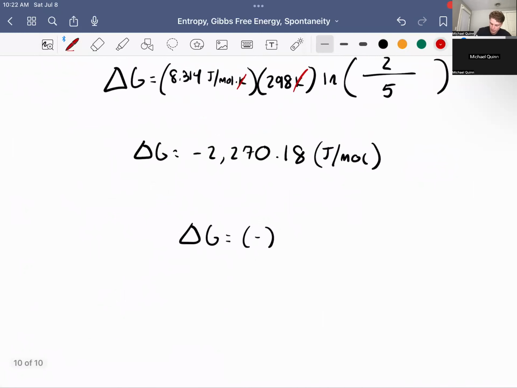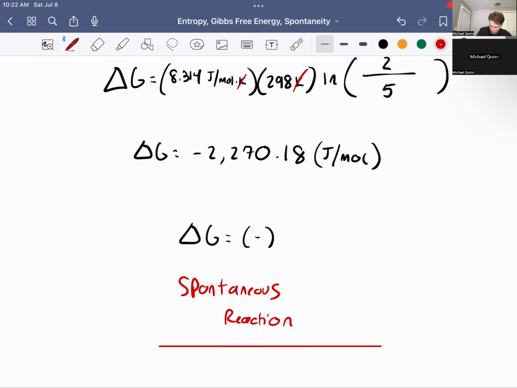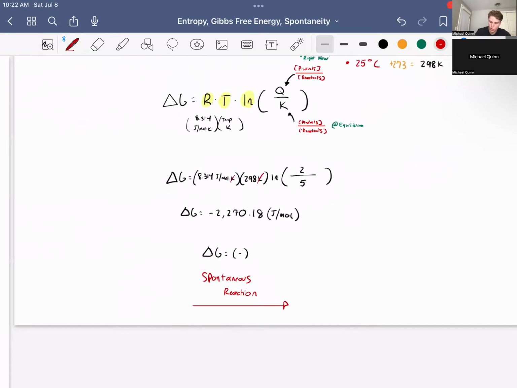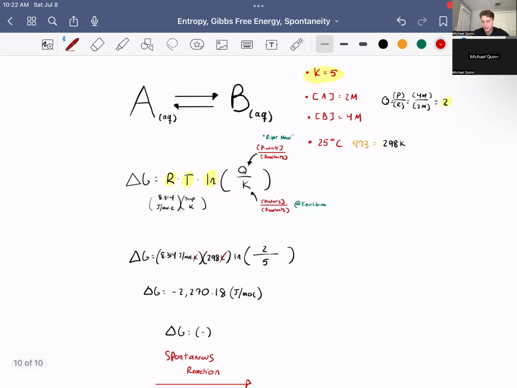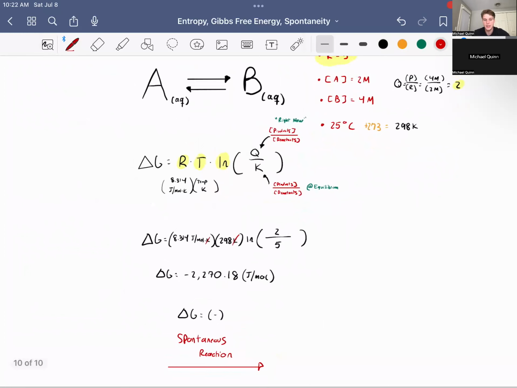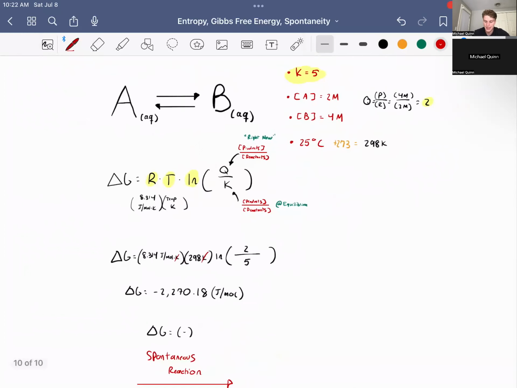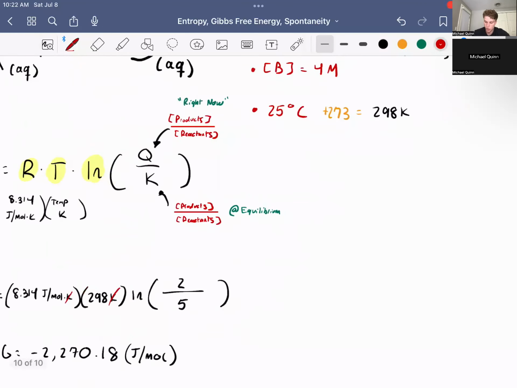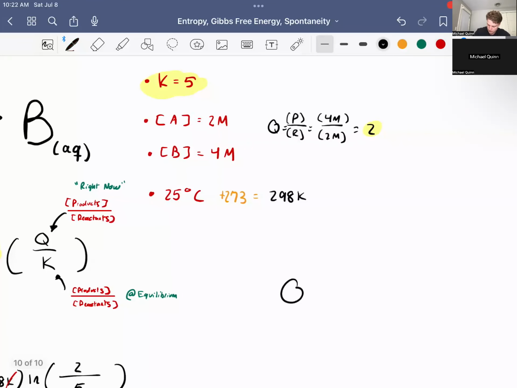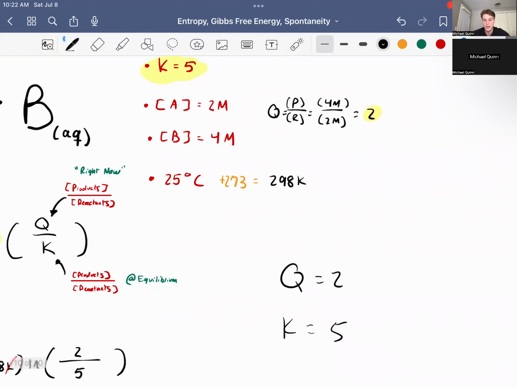So we know this is a spontaneous reaction in the forward direction. So we know that at this given moment, A is going to proceed to B. That is because our Q value is less than our K value. Q is 2, and K equals 5. So Q needs to catch up to K. It wants to become equal to 5.